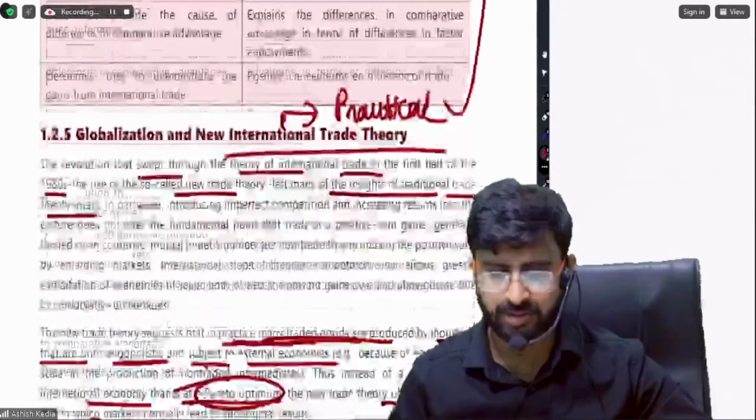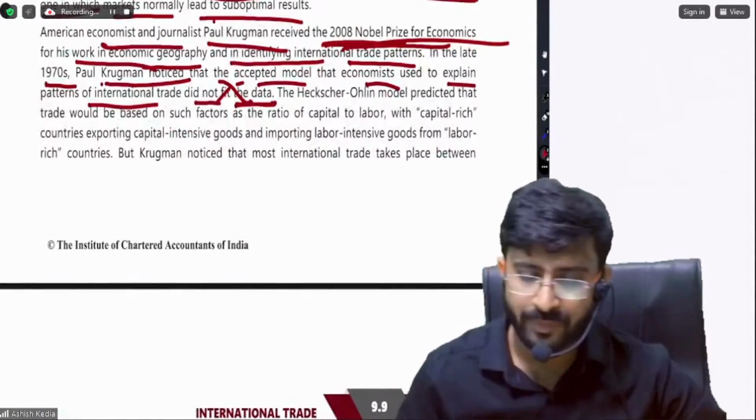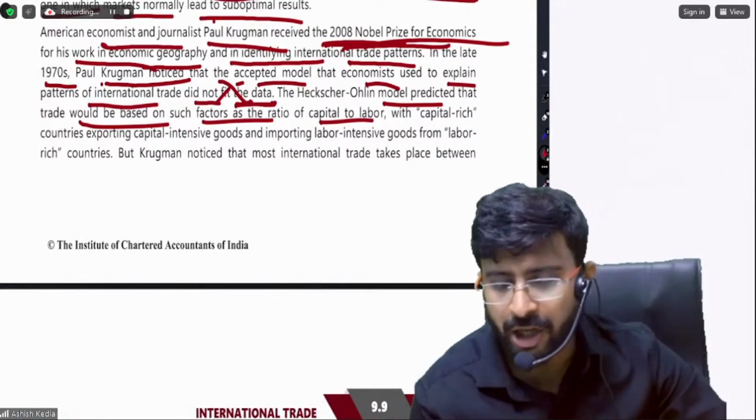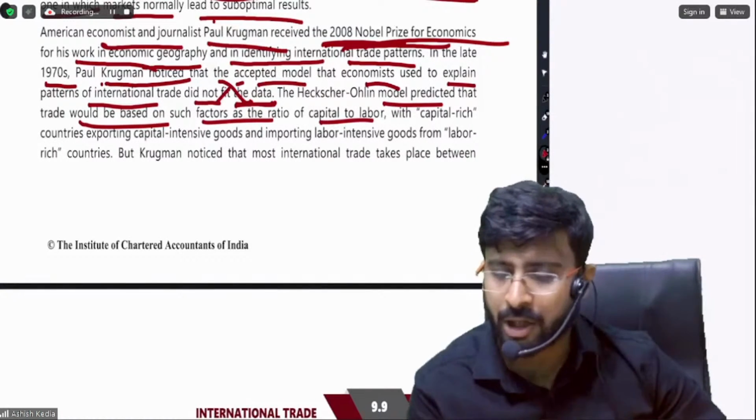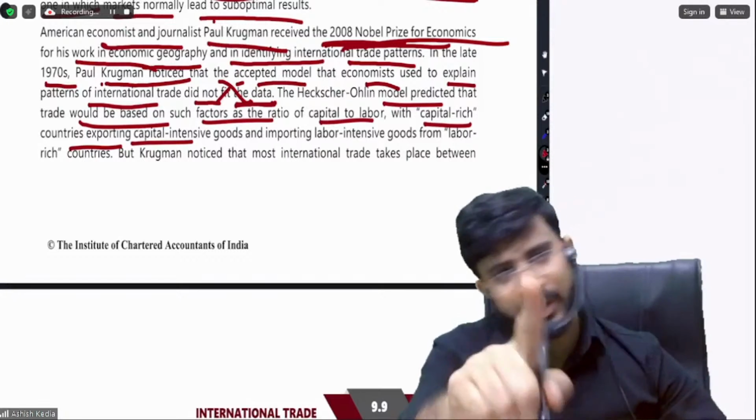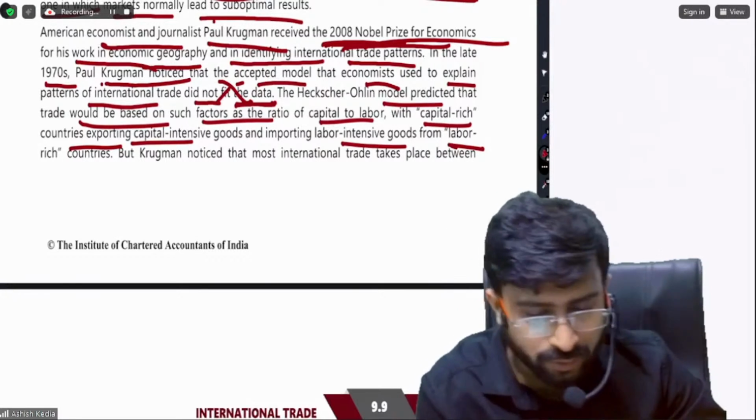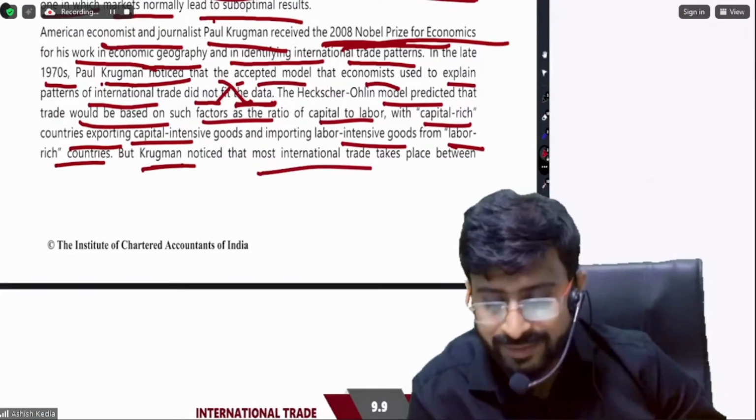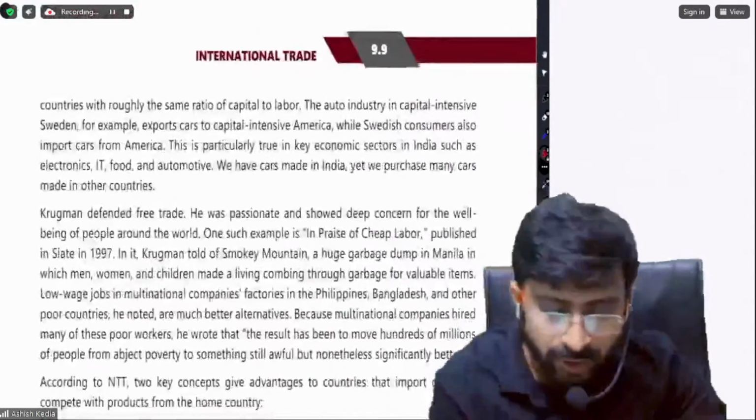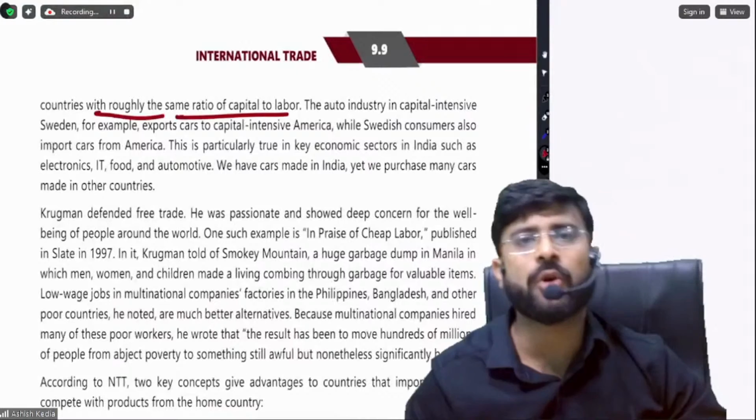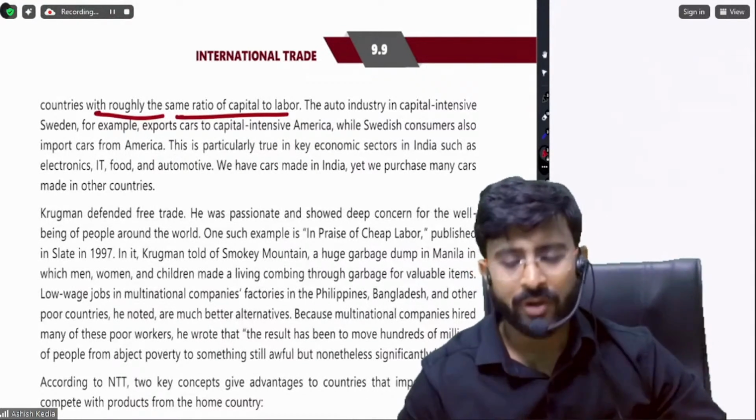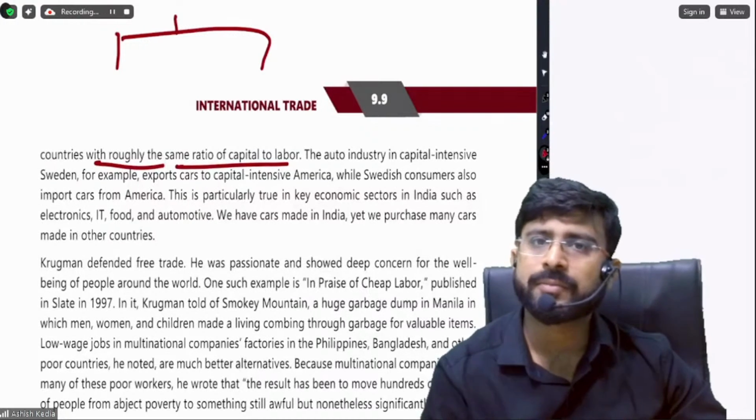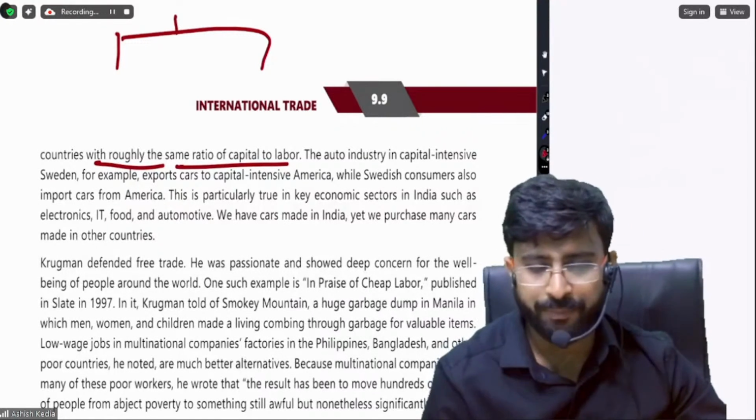Okay, sir, we understood. The Heckscher-Ohlin model predicted that trade would be based on factors such as the ratio of capital to labor, with capital-rich countries exporting capital goods, and labor-intensive goods imported by labor-rich countries. But Krugman noticed that most international trade takes place between countries with roughly the same ratio of capital to labor. So, for example, what does it say? I'll give you an example.